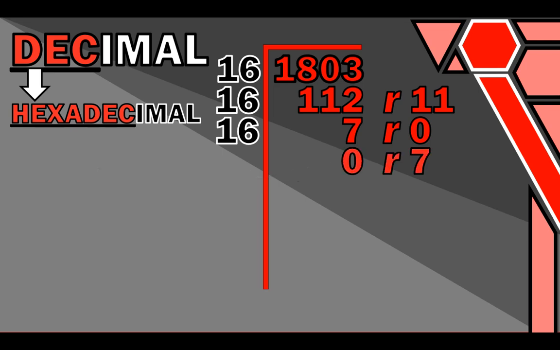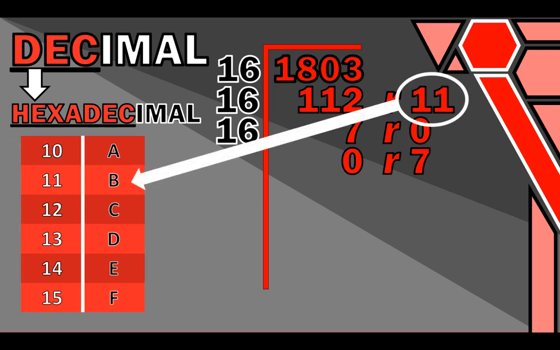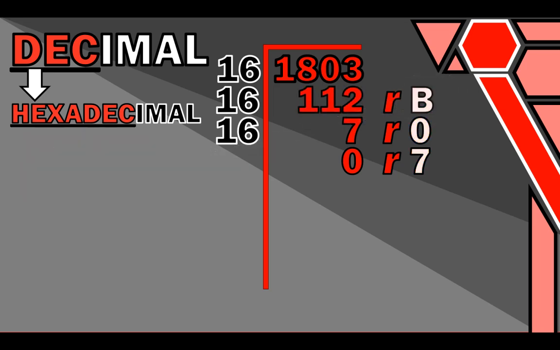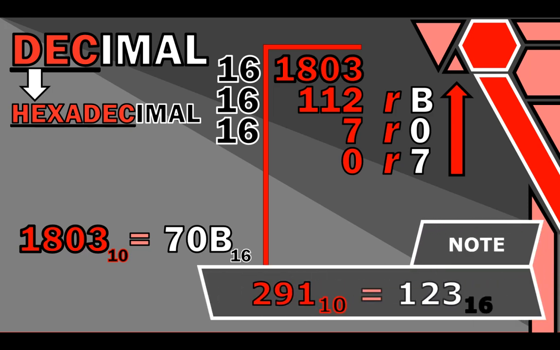Now we are done dividing, and we convert any 2-digit numbers into their single letters. That 11 needs to be converted into a letter B, and then we look at these remainders from the bottom up. That's 70B. And we can now see that 1,803 is equal to 70B in hexadecimal. Just note that some hexadecimals don't have letters in them, like the number 291 in decimal is actually 123 in hexadecimal. And there you have it. You can now convert hexadecimal numbers to decimal and decimal numbers to hexadecimal.